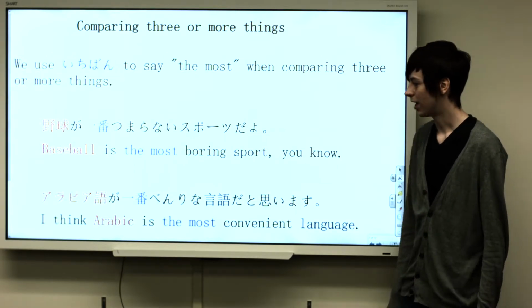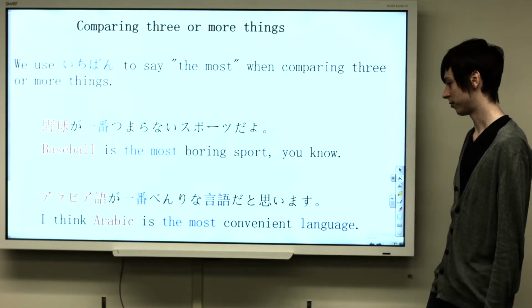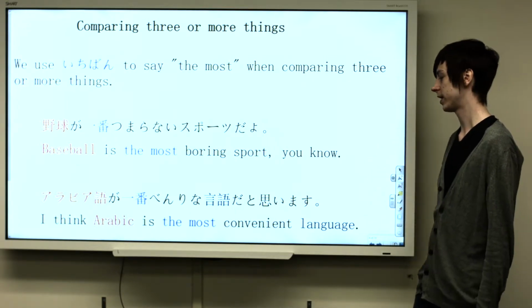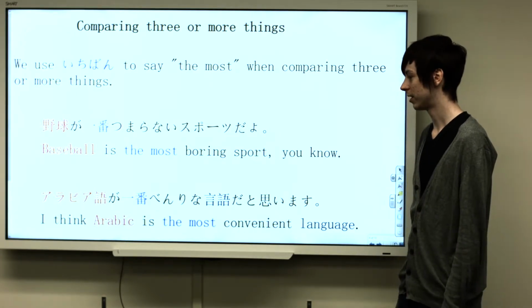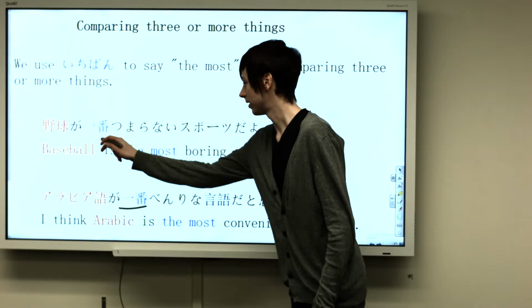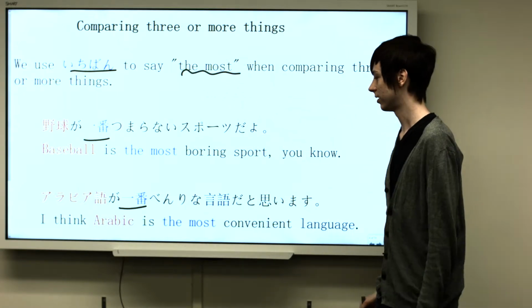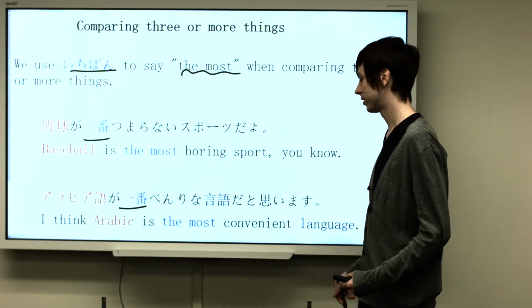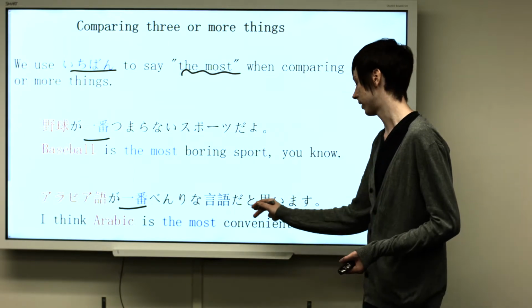Alright, next. アラビア語が一番便利な言語だと思います。I think Arabic is the most convenient language. So アラビア語が一番。The most. So Arabic is the most useful language, I think.